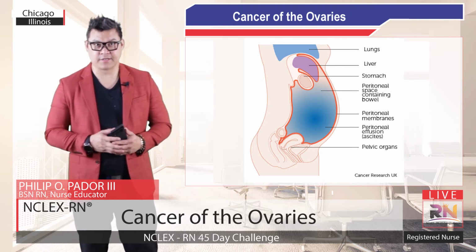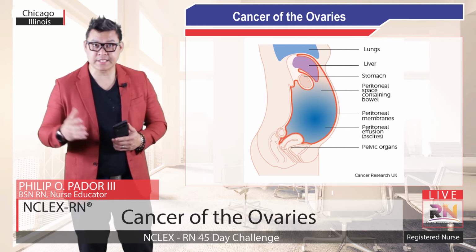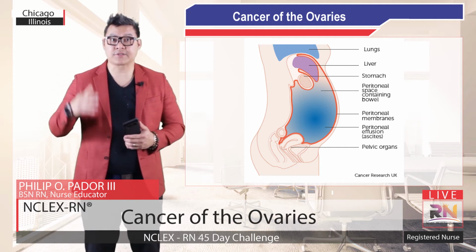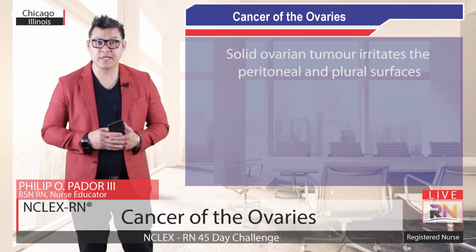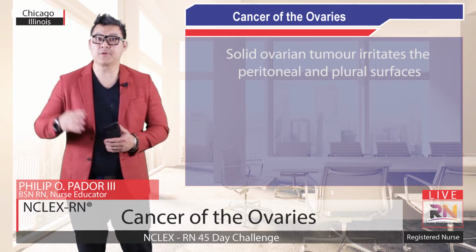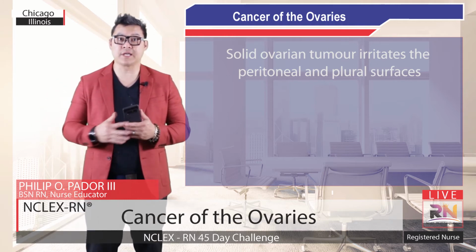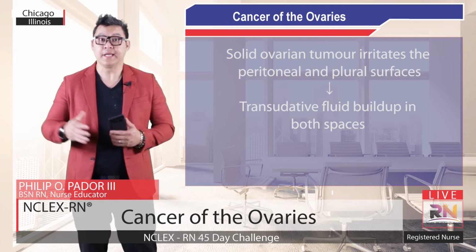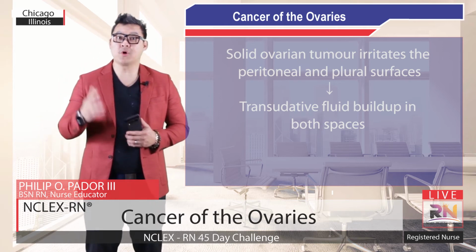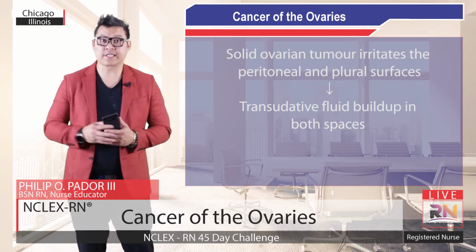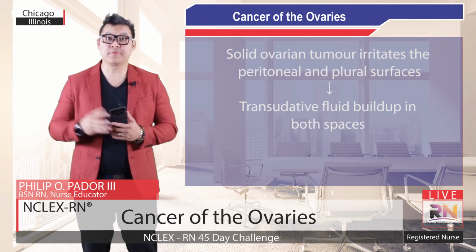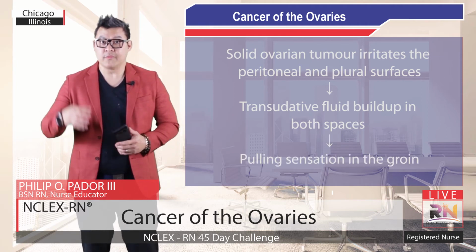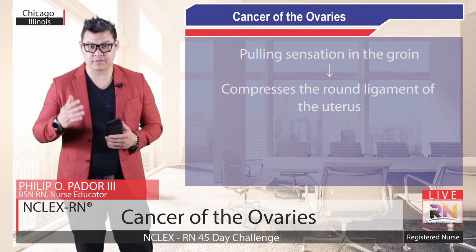Meigs syndrome. The exact pathogenesis here, though, is unclear, but it's thought that the solid ovarian tumor irritates the peritoneal and pleural surfaces, which leads to the transudative fluid buildup in both spaces. Fibromas can occasionally grow to the size of an orange and can cause pulling sensations in the groin when it compresses the round ligament of the uterus.